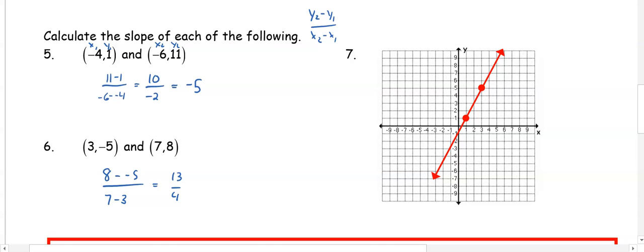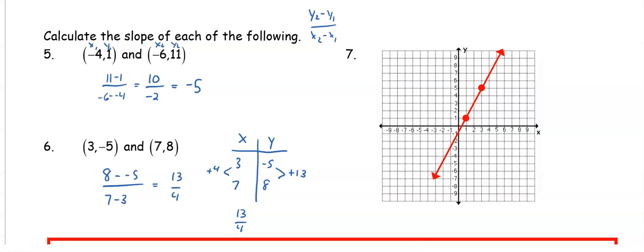If you're not comfortable using the slope equation, you can always set up a table and use your jumps. So if I write my coordinates of 3, negative 5, and 7, 8, I know that my y is changing by plus 13. My x is changing by plus 4. So my slope would be 13 over 4. So it's the same slope either using the slope equation or using a table in your jumps.